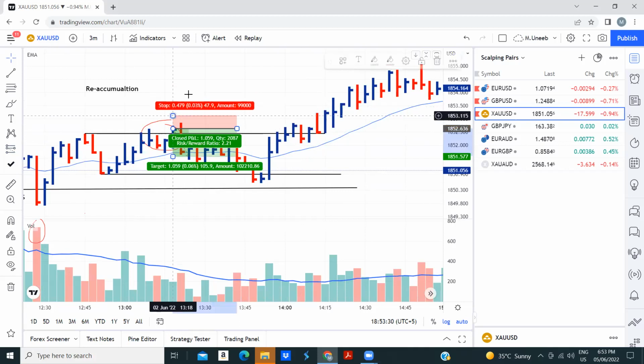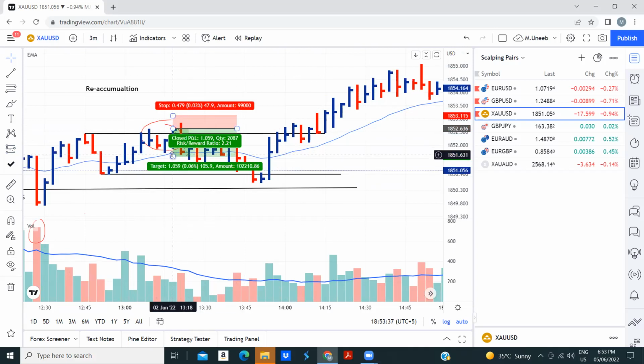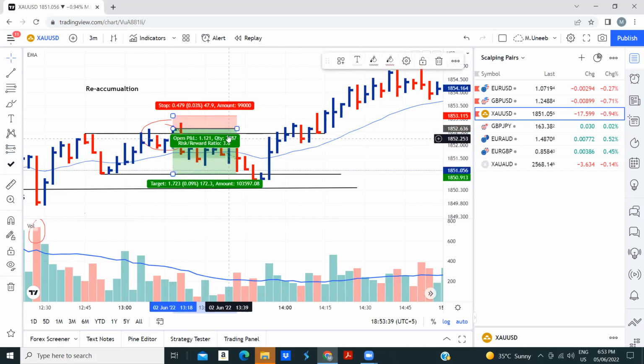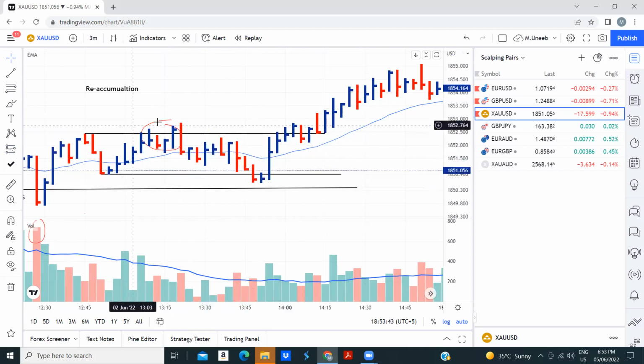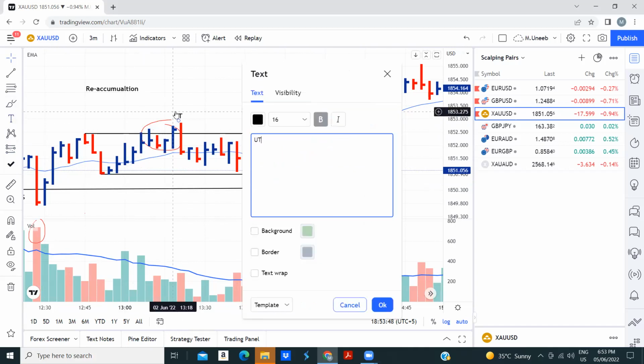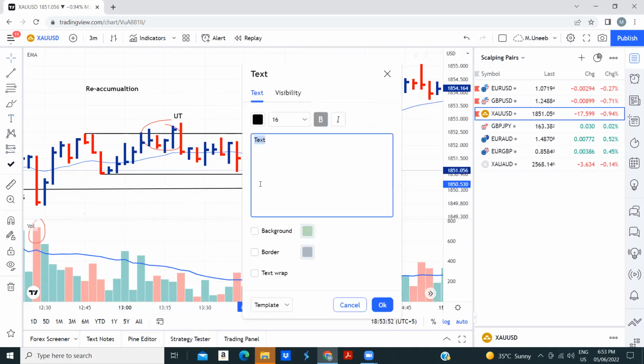But as I told you, during a reaccumulation process, the buyers are much stronger than the sellers. So you do not have to take a very huge trade. You can just exit at the nearest support. Got it? And you see, after this spring, this is an upthrust, right? Upthrust. And how about this one? What is this? Spring, right?